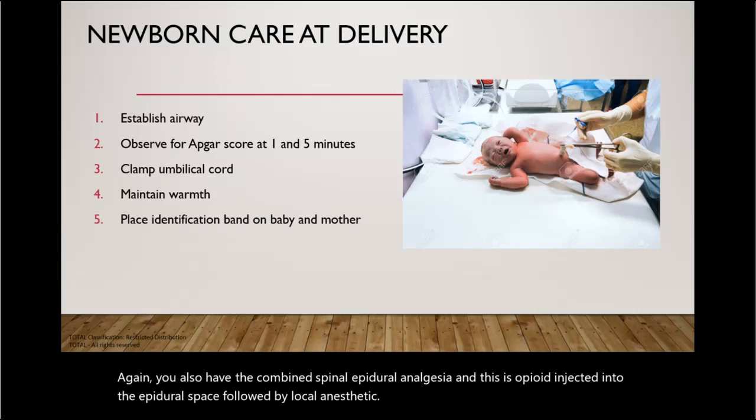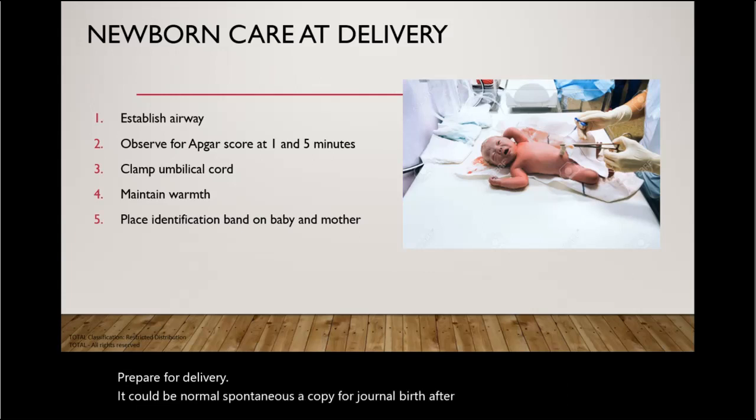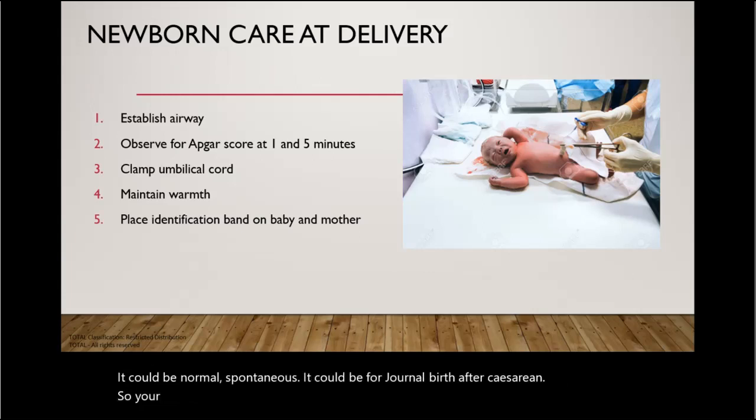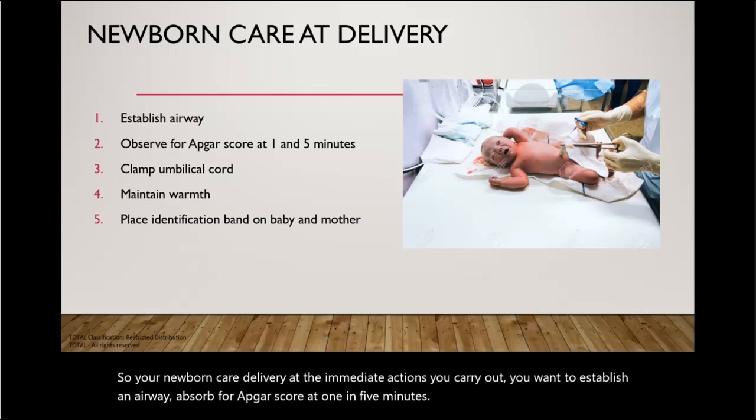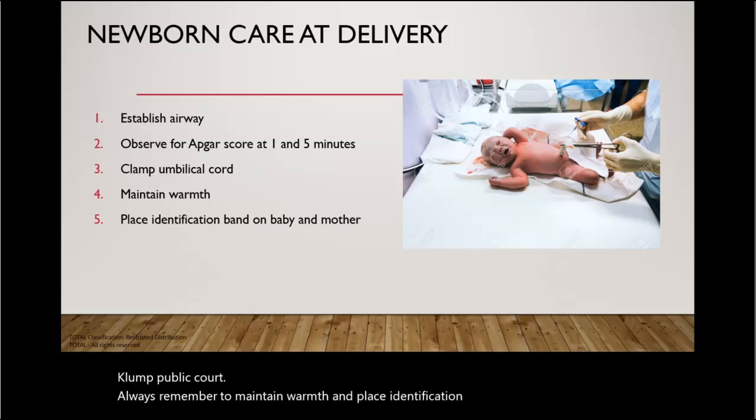Newborn care. Prepare for delivery. It could be normal spontaneous. It could be vaginal birth after cesarean. Your newborn care delivery are the immediate actions you carry out. You want to establish an airway, observe for Apgar score at 1 and 5 minutes, clamp the umbilical cord, always remember to maintain warmth, and place identification band on baby and mother.